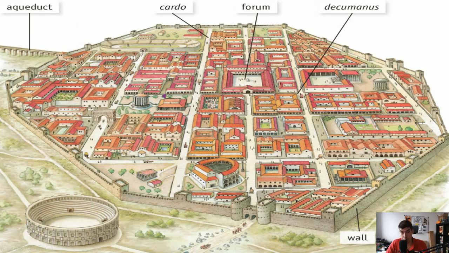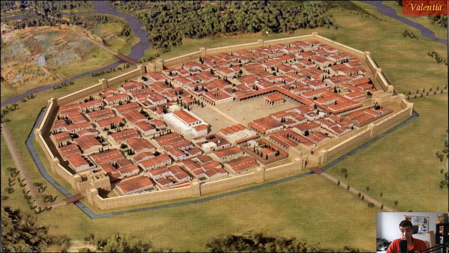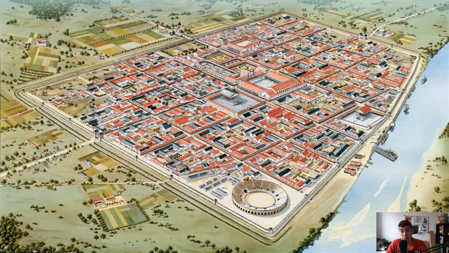So, this is how it would look like. Cardo, Decumanus, north, south, east, and west. And the Forum in the middle. All of the city was surrounded by a wall. This is a reconstruction of Valentia. ¿Qué es Valencia? Cardo, Decumanus, Forum, and the wall. Colonia, Cardo, Decumanus, and the Forum in the middle, surrounded by a wall.